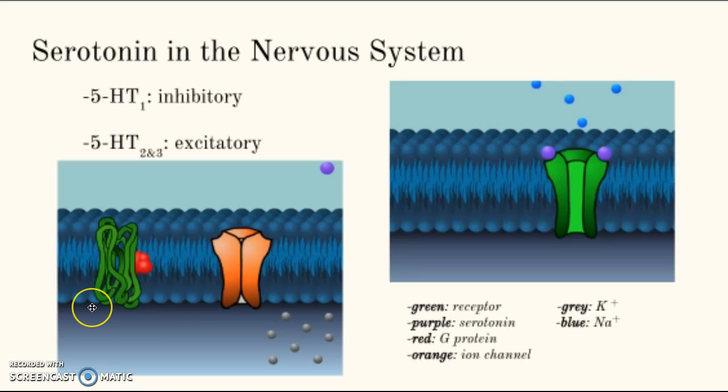When serotonin binds to these receptors, the receptor shape is altered, activating the G protein, which then opens an ion channel, allowing potassium ions to exit the postsynaptic neuron. This ultimately makes the threshold more difficult to reach. 5-HT2 and 3 receptors are both excitatory. Serotonin binds to these receptors only after 5-HT1 receptors are saturated.